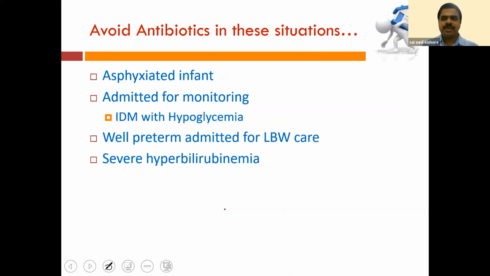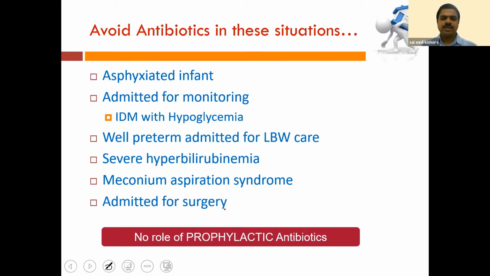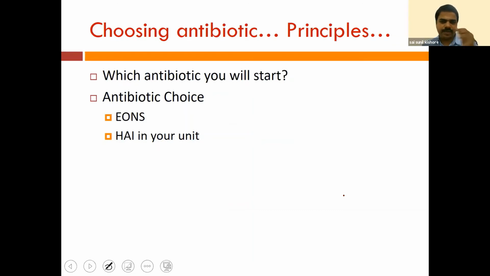Severe jaundice: babies having a bilirubin value of 18-20 will be under phototherapy, also on IV fluids, and also on antibiotics. Again, this practice should not be there. Meconium aspiration: milder meconium aspiration requiring only oxygen without any positive pressure ventilation, you need not start antibiotics. Babies admitted for surgery need not start antibiotics. So basically the bottom line is there is no role of prophylactic antibiotics, and these are all the situations where you can really avoid antibiotics and do antibiotic stewardship.